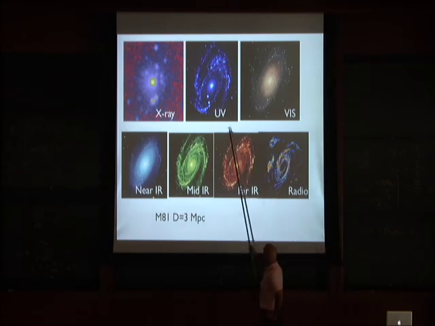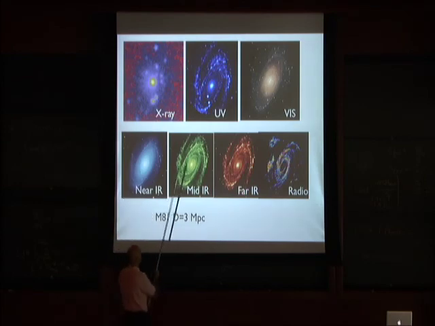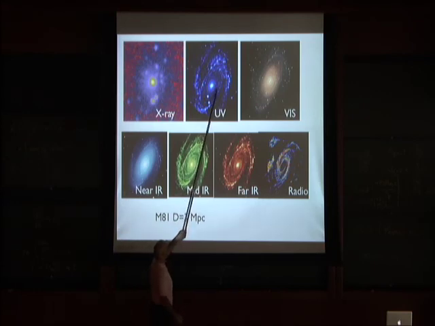Let's look first at the image in ultraviolet. In the ultraviolet, you're basically seeing primarily where young stars are. Certainly in the outer portions here, these are younger, massive stars tracing out the spiral arms.